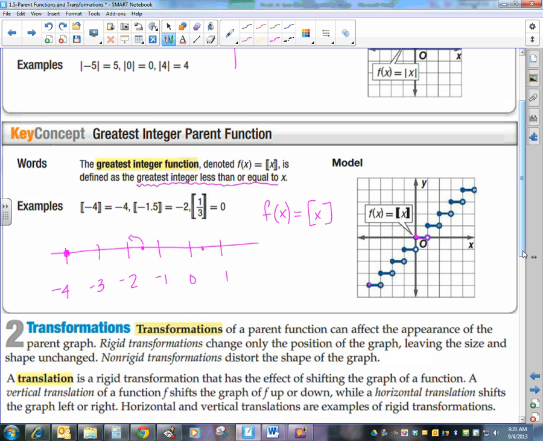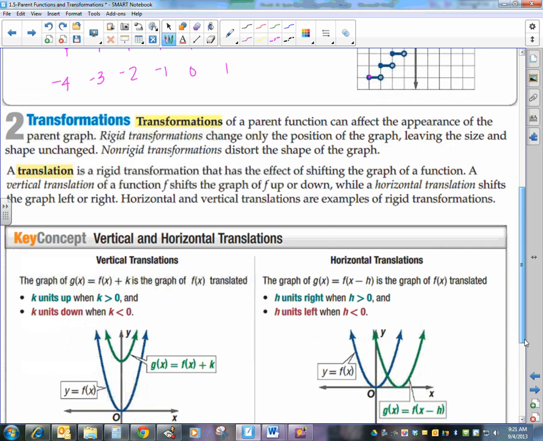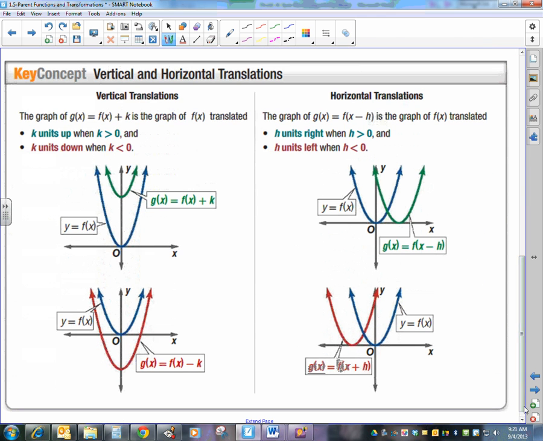Okay, let's talk about the transformations. First off, what do you need to know how to do? A translation, a vertical or horizontal translation, is when you are adding or subtracting a number from your function. And when we look at the functions, I am going to ask every time: is it affecting the inside or the outside? Because k is on the outside here. It's not in those parentheses. H is on the inside over here.